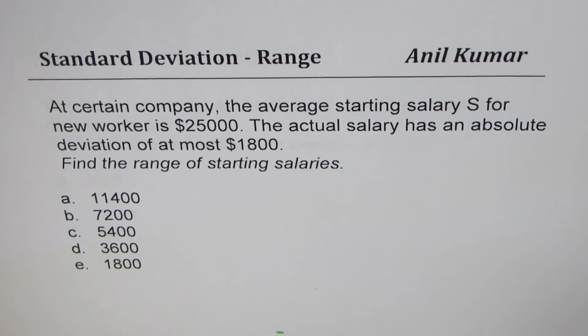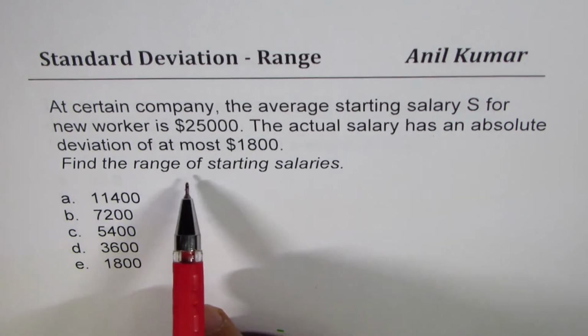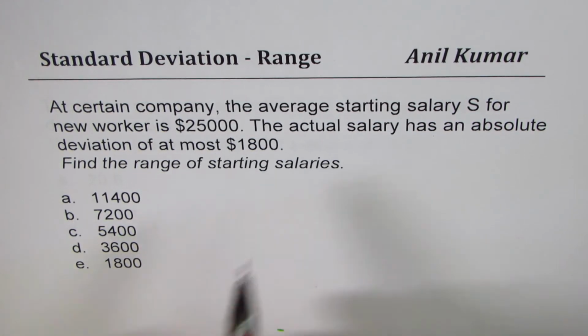Let me first thank him for this excellent question, and based on this only, I have actually made this video. The question here is, at a certain company, the average starting salary S for a new worker is $25,000. The actual salary has an absolute deviation of at most $1,800. Find the range of starting salaries.